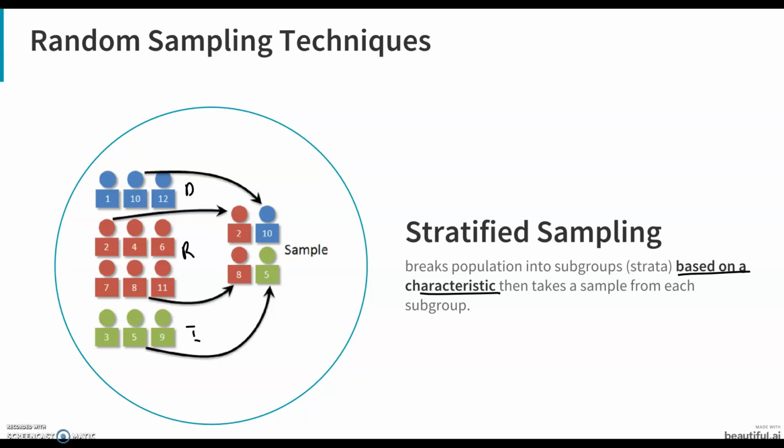So this kind of makes sure that you have all the characteristics from your population. It's going to guarantee that it's also in your sample.